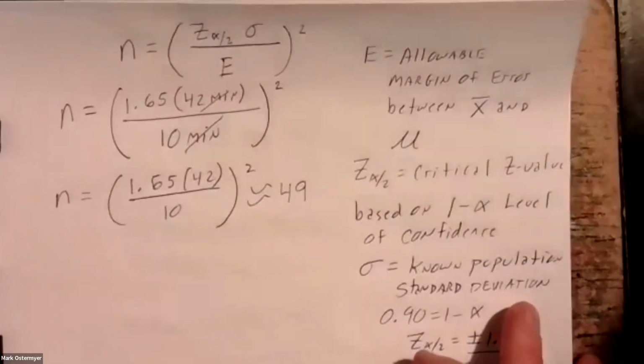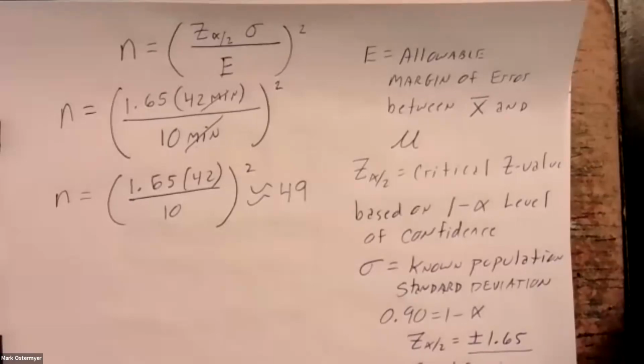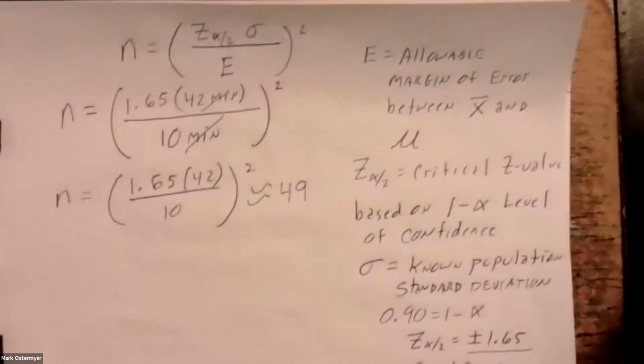So, can anybody in plain English, plain words, explain to us what that 49 represents? What does that really mean? What did we just get done finding? What is that 49? Is that 49 minutes? Then we need 49 people.